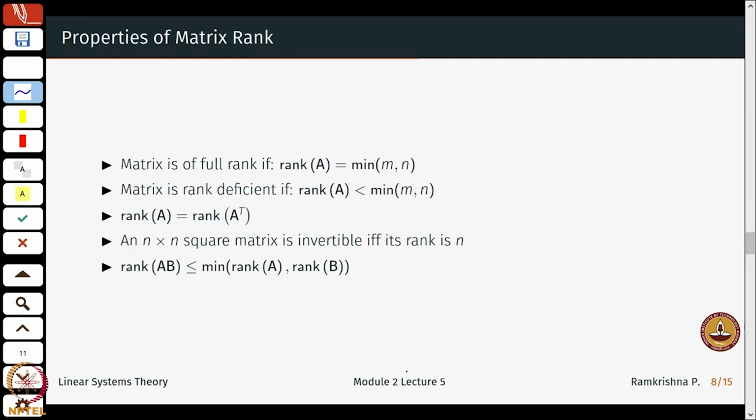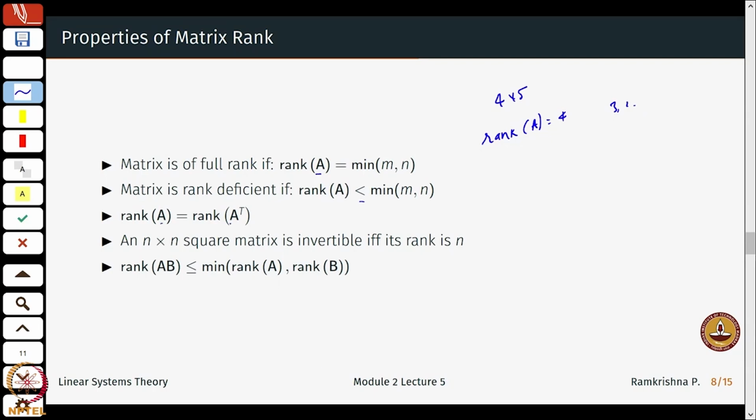Right. Okay. Now, just to summarize and carry forward those definitions, a matrix is of full rank if the rank of A is the minimum of m cross n. So, if I take a 4 cross 5 matrix and the rank of A is 4, then I say it's full rank. If it's 3 or 2 or whatever, then it's rank deficient. That's what the next statement says.